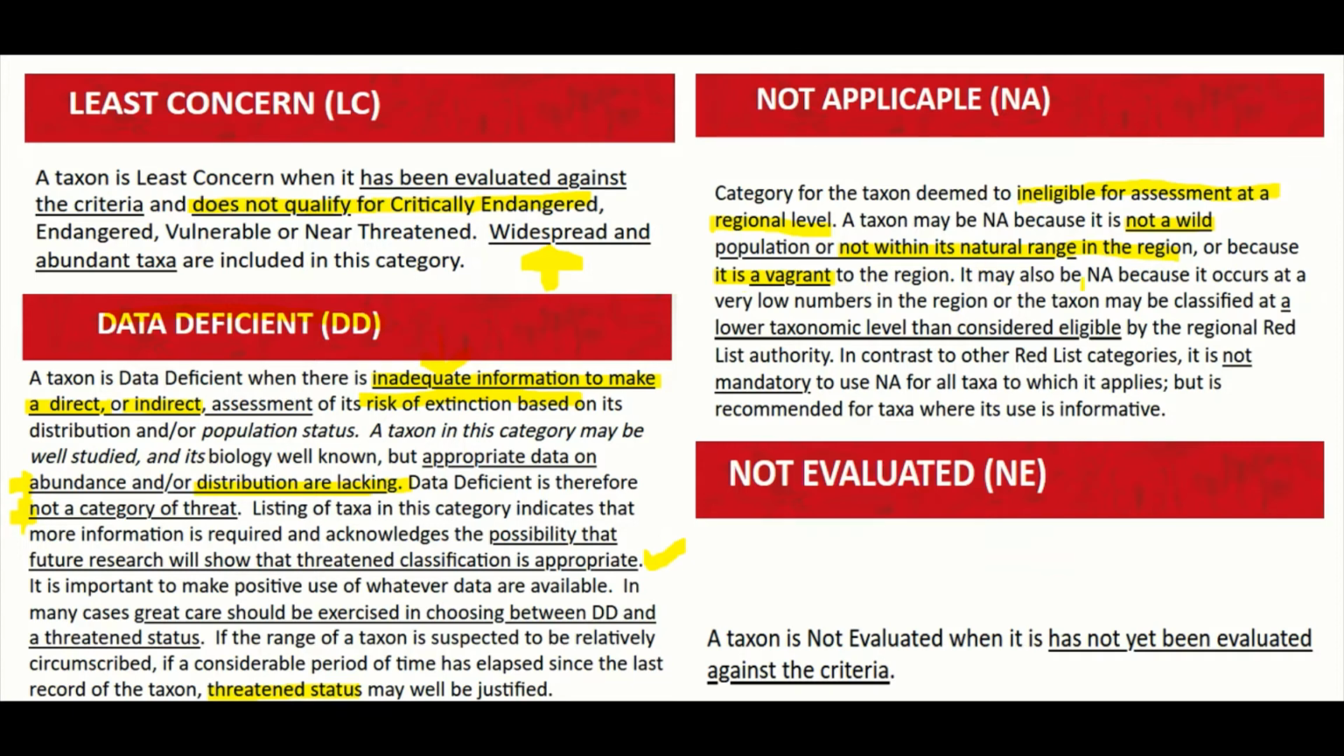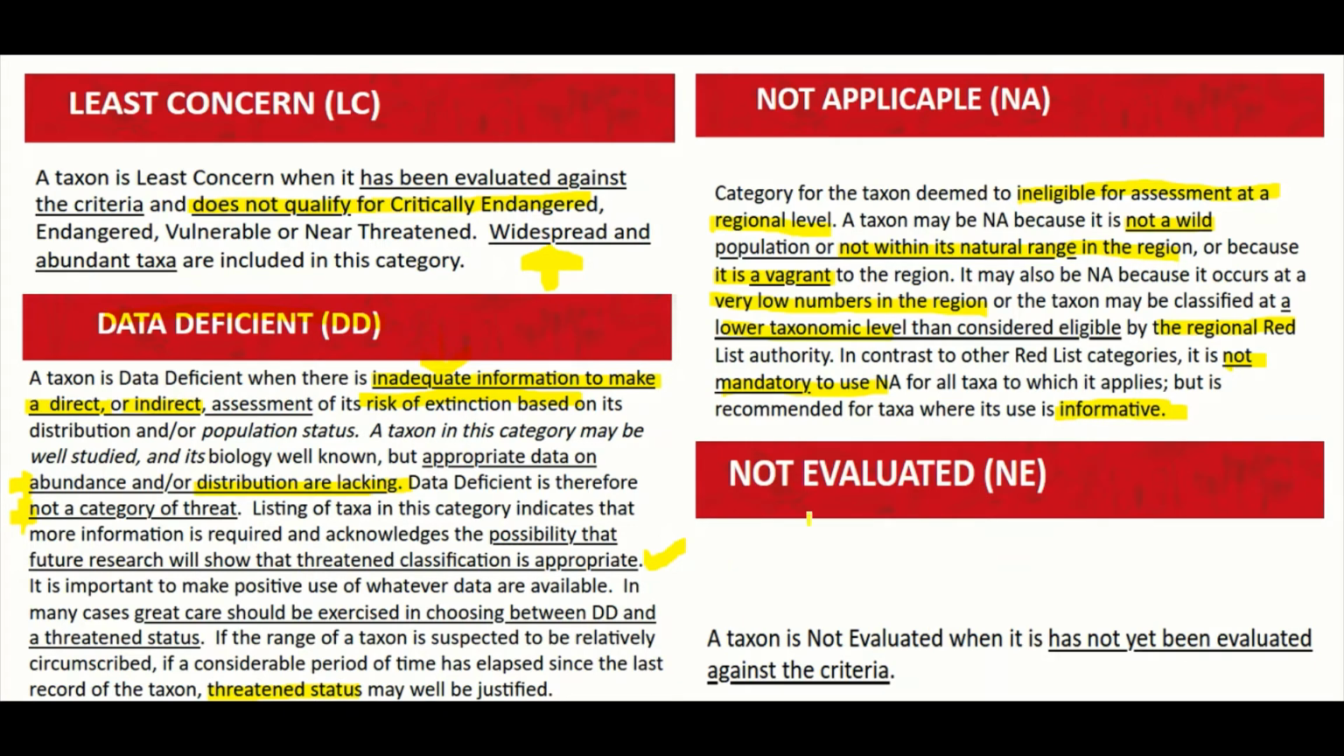It may also be not applicable because it occurs at very low numbers in the region, or the taxon will be classified at a lower taxonomic level than is considered eligible for the regional Red List authority. So we also have thresholds of what is eligible. In contrast to other Red List categories, it is not mandatory to use not applicable for all taxa to which it applies, but if it is informative, then it is recommended that we label it.